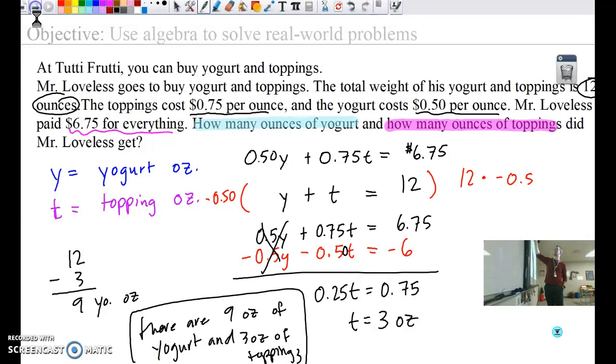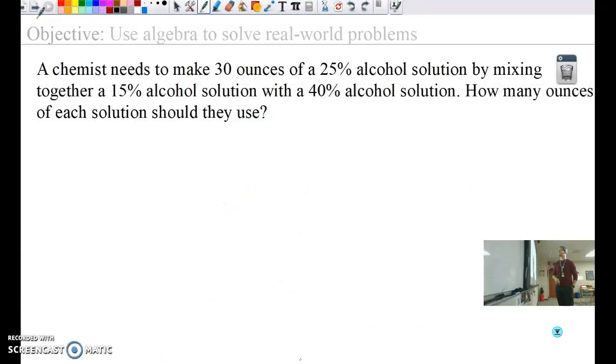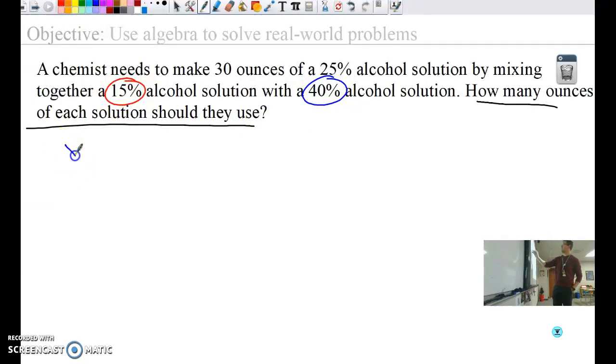All right, last one. A chemist needs to make 30 ounces of a 25% alcohol solution by mixing together a 15% alcohol solution and a 40% alcohol solution. How many ounces of each solution should I use? At this point, you should be pretty quick at setting these up. There are two types of solutions, a 40% and a 15%. So let's let X be equal to the 40% ounces, and let's let Y equal the 15% ounces.